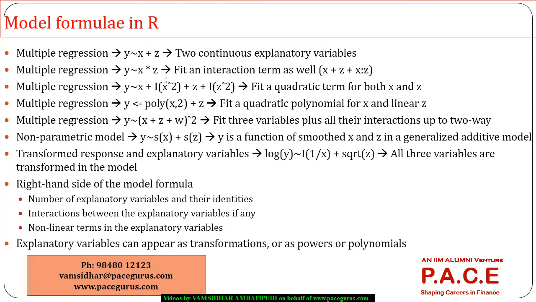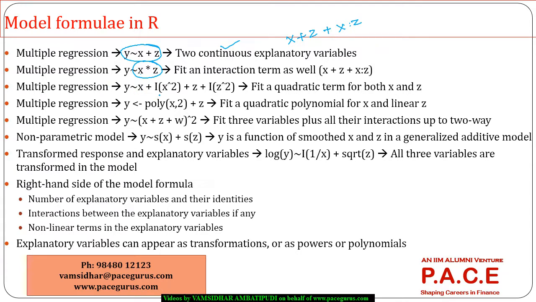Similarly, we are then talking about multiple regression. Y is the response variable, and x plus z are the explanatory variables; x and z are both continuous explanatory variables. And if I put a star, it means that along with x and z, I am also considering the interaction between x and z as well.